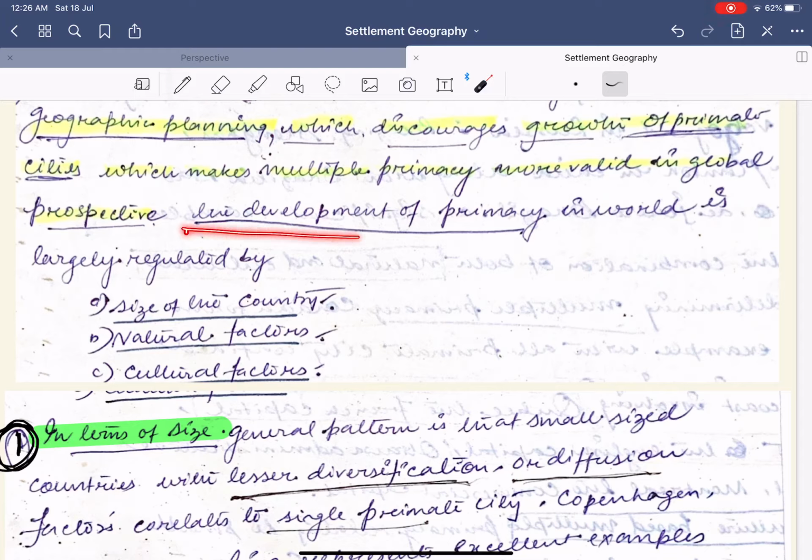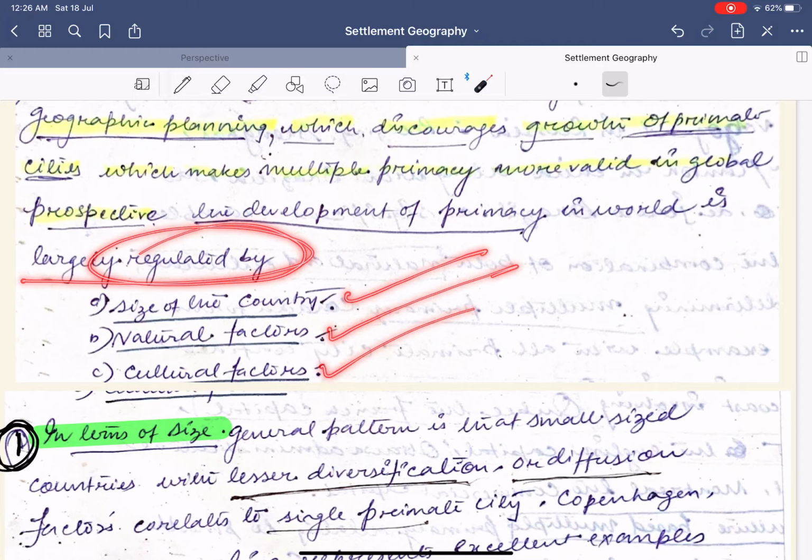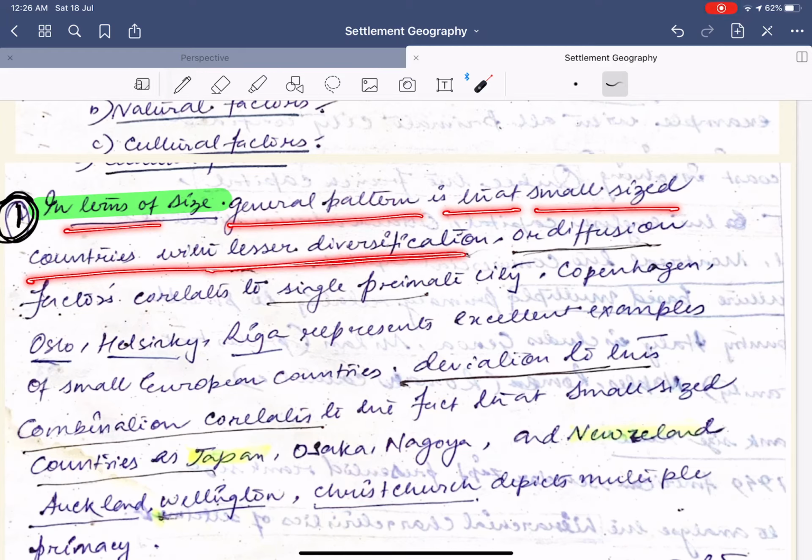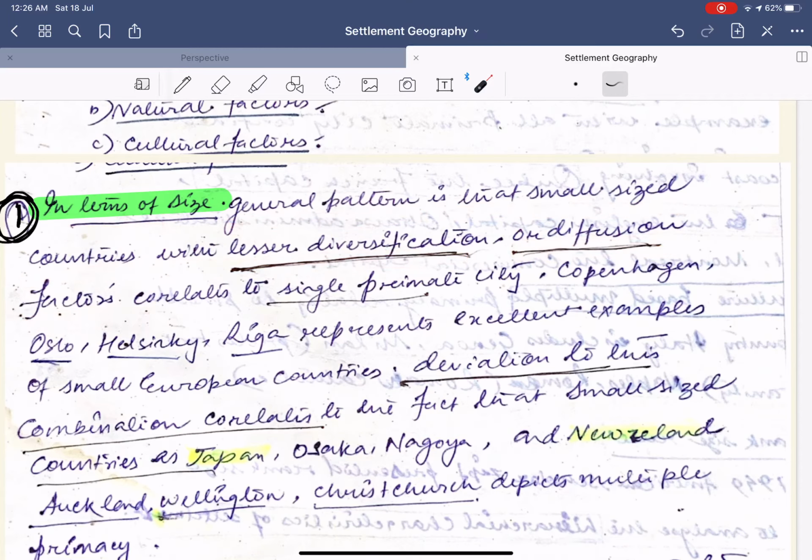The development of primacy in the world is regulated by size of the country, natural factors, and cultural factors. In terms of size, the general pattern is that a small sized country with less diversification or diffusion factors. What are diversification and diffusion factors? Diversification means the population is not moving out. Diffusion means very little population is coming in. This correlates to a single primate city.